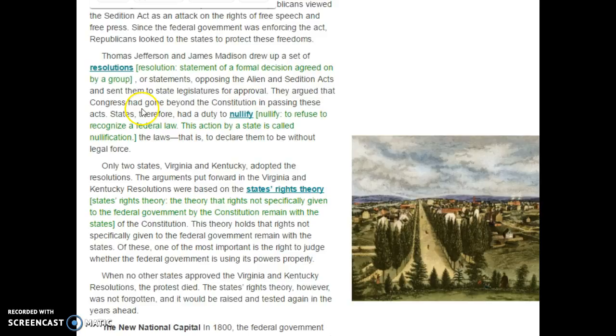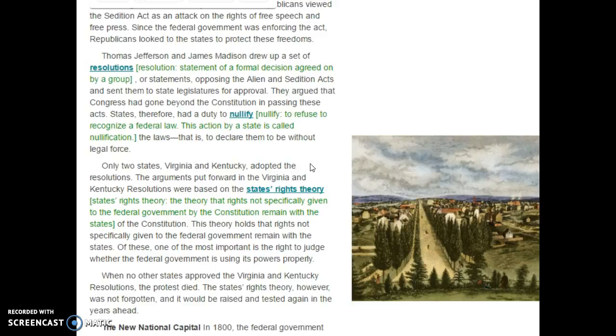They argued that Congress had gone beyond the Constitution in passing these acts. States, therefore, had a duty to nullify the laws, that is, to declare them to be without legal force. Only 2 states, Virginia and Kentucky, adopted the resolutions.